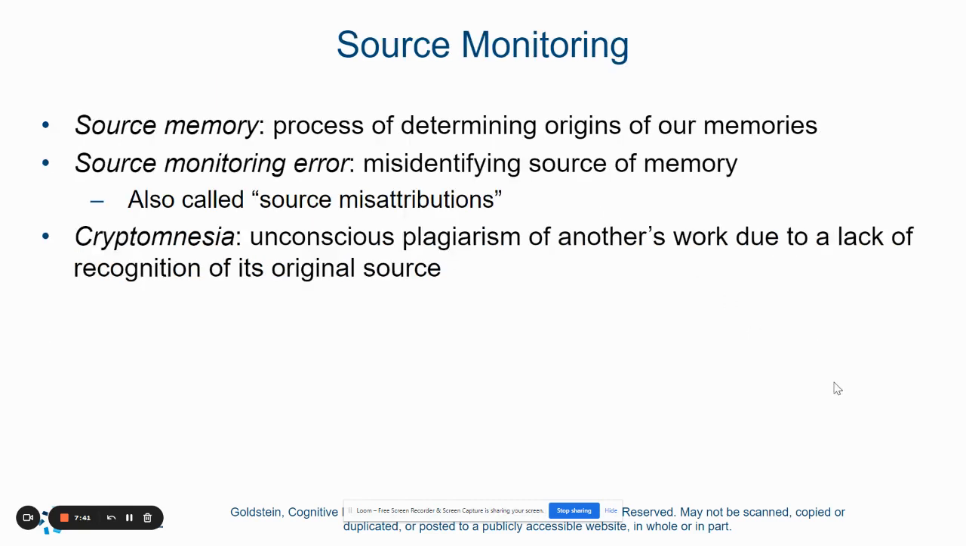This is the idea of a constructivist memory, that we can create false memories based on our own experiences of something. Source monitoring involves source memory, which is the process of determining the origin of our memory. We try to figure out, well, how did we learn that? I don't know how I know it, but I just know I know it. And then also source monitoring error, which is when we misidentify the source of our memory. I thought I learned this from my parents, but perhaps I learned it in school. And then cryptomnesia, which is an unconscious plagiarism of another person's work due to a lack of recognition of its original source. So sometimes we take credit for things because we don't remember where we learned them.